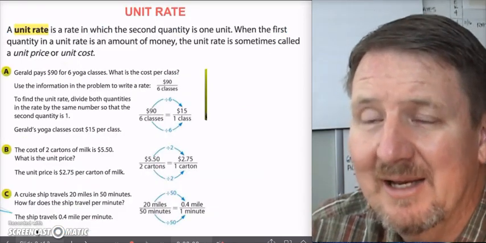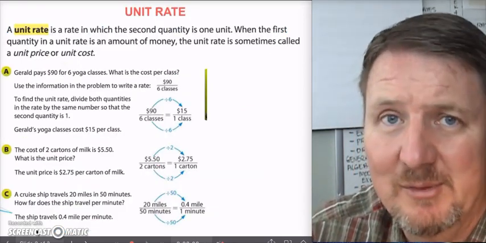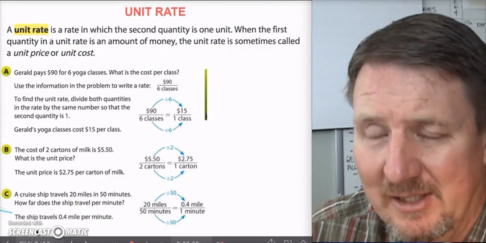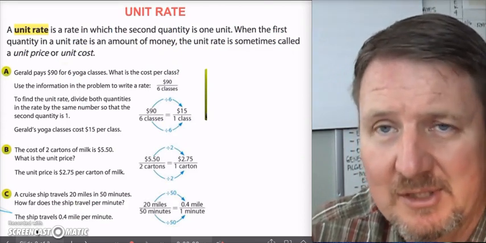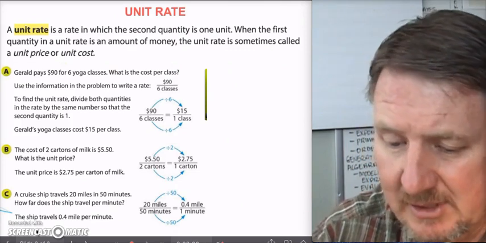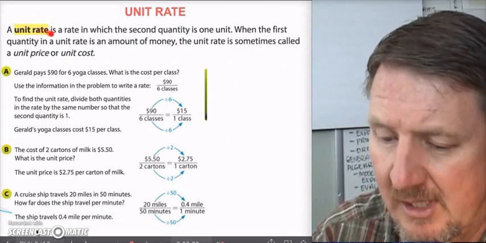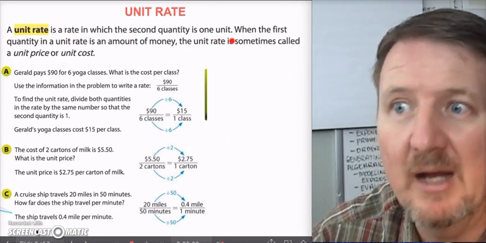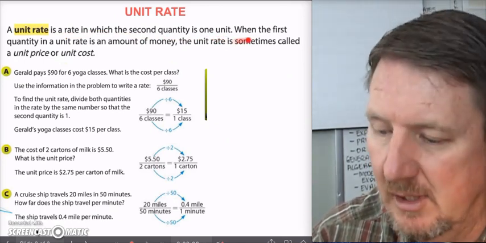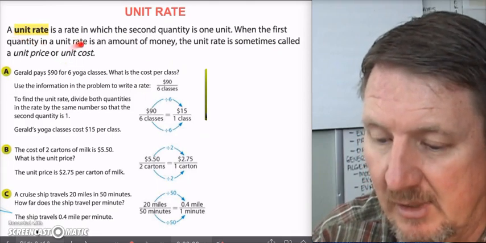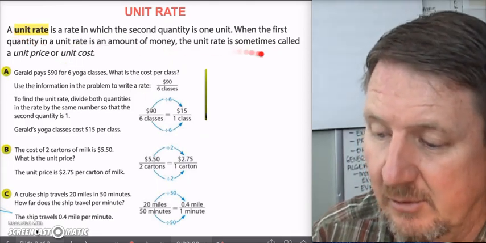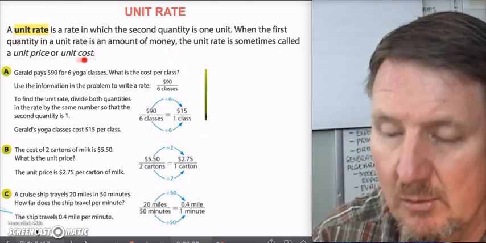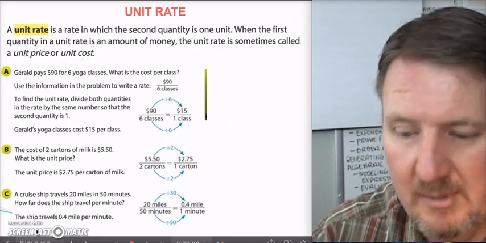All right, and that kind of brings us to a unit rate, because that's essentially what we just did, was figure out how much it costs for 1 unit of that particular item. And that's what gets us into our next slide. So a unit rate is a rate in which the second quantity is 1 unit. Okay, the bottom number in the fraction is 1 unit. When the first quantity in a unit rate is an amount of money, the unit rate is sometimes called a unit price or a unit cost. Okay, and we'll talk about that more.